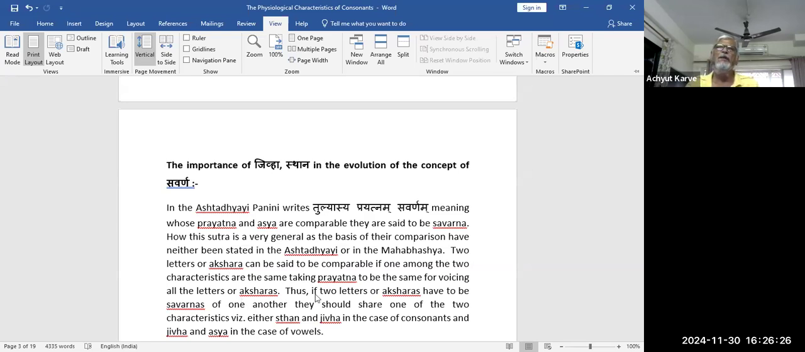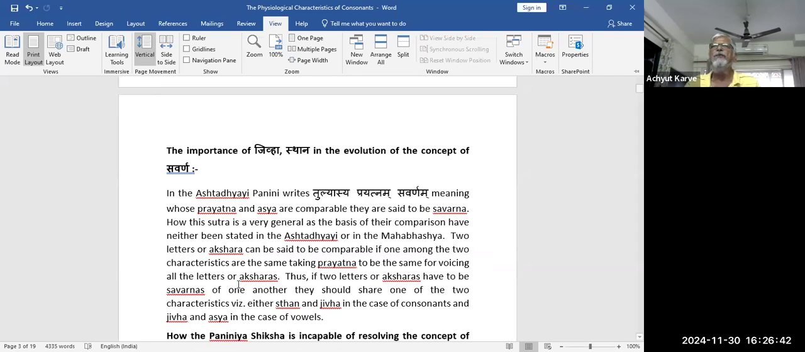Prayatna remains the same. Thus, if two letters or aksharas have to be savarnas of one another, they should share one of the two characteristics, either sthana or jivva in the case of consonants, and jivva and asya in the case of vowels.